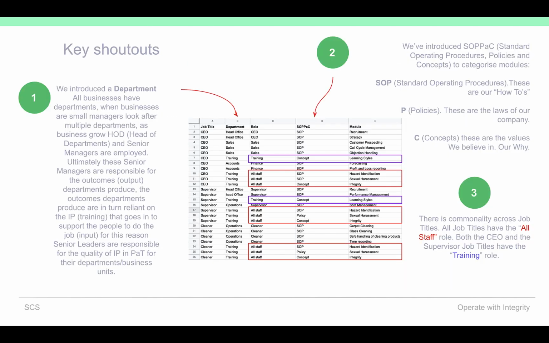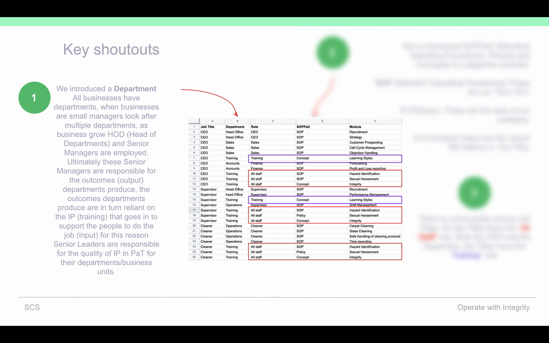Okay, so a few key shout outs about this structure. Firstly, we've introduced a concept called a department. And all businesses have departments. When businesses are small, managers look after multiple departments. And as the businesses grow, heads of department and senior managers are employed to look after those departments. And ultimately, these senior managers are responsible for the outcomes, the output that the departments produce. The outcomes departments produce are in turn reliant on the IP, the training that goes in to support the people to do the job, the input. For this reason, senior leaders are responsible for the quality of IP and PAT for their departments and business units.